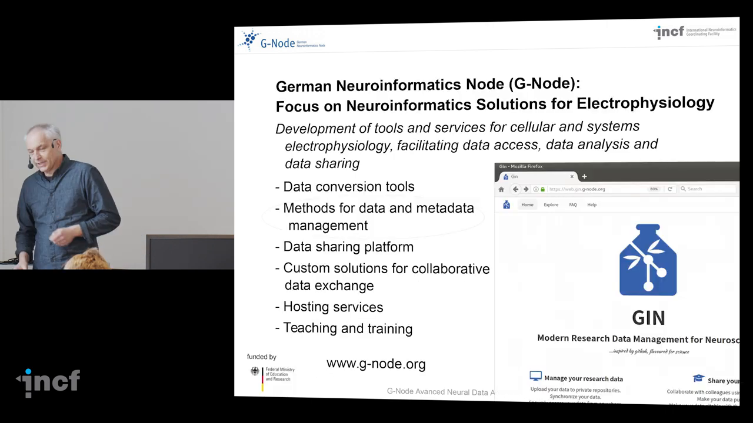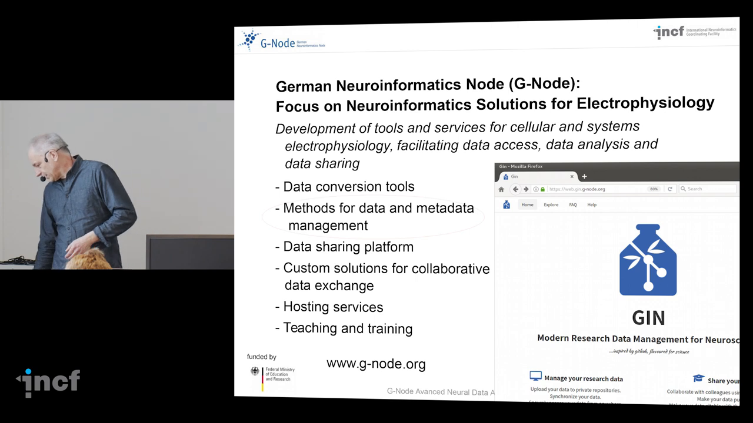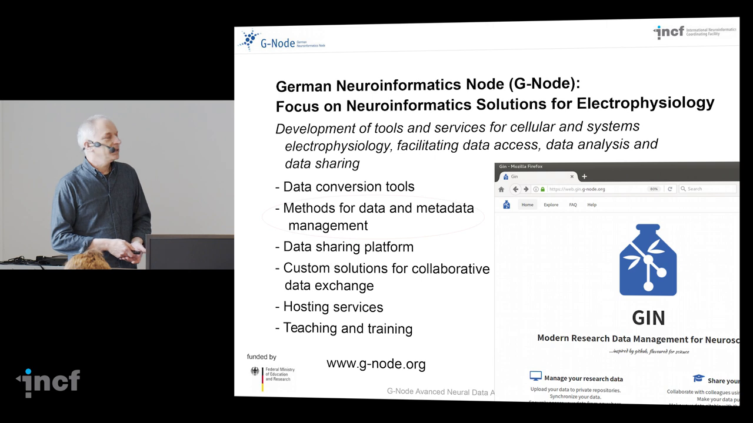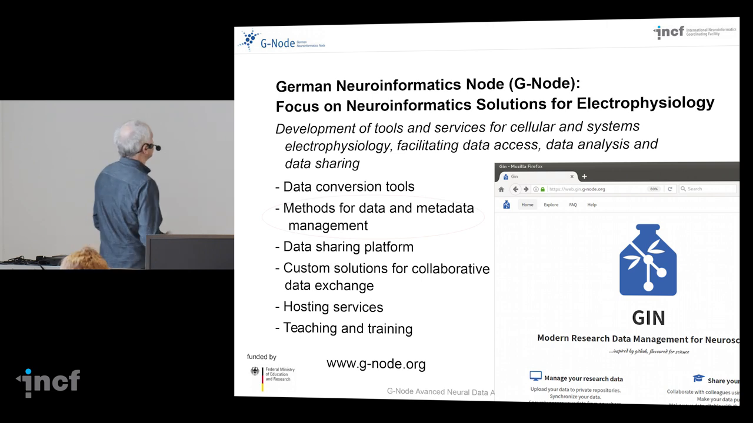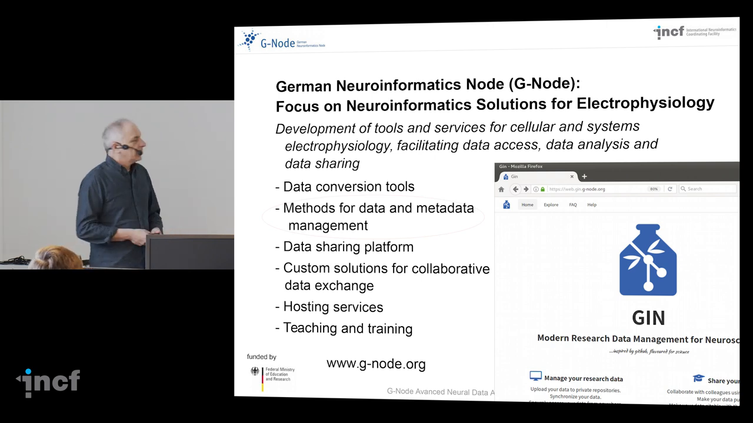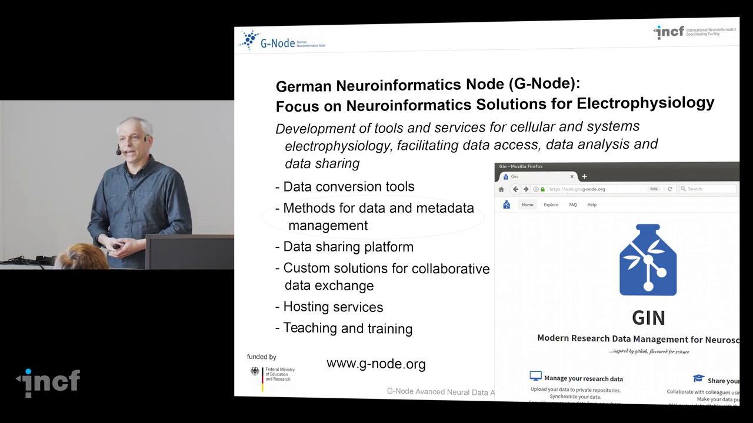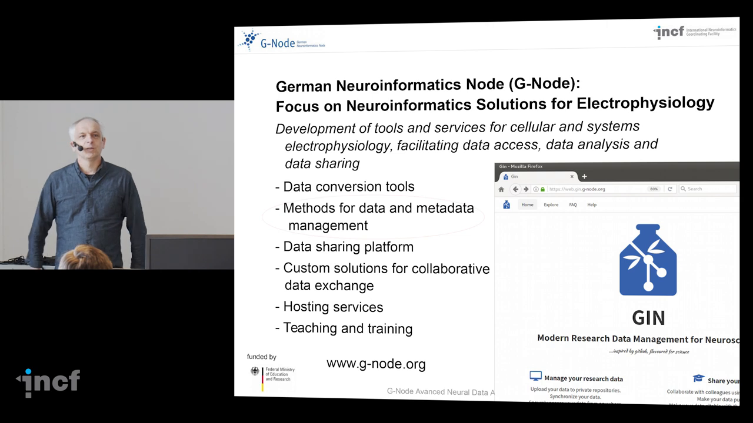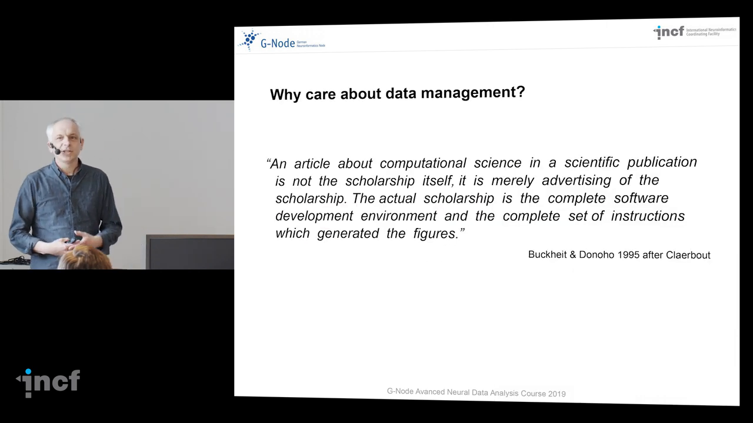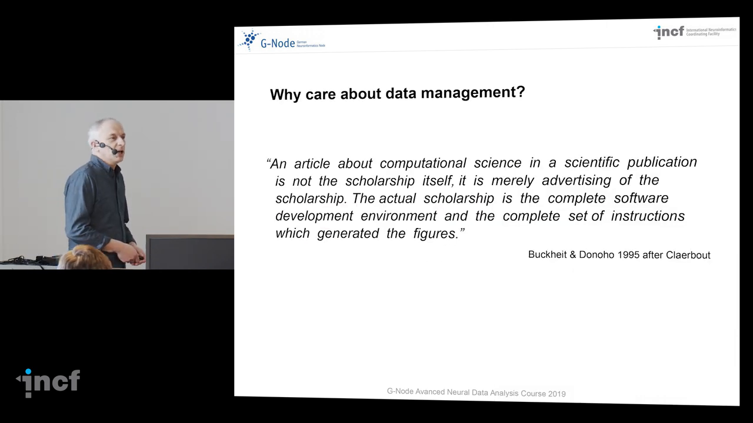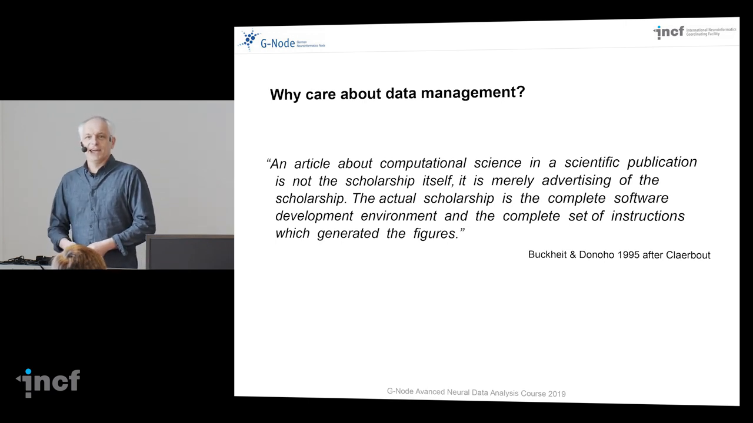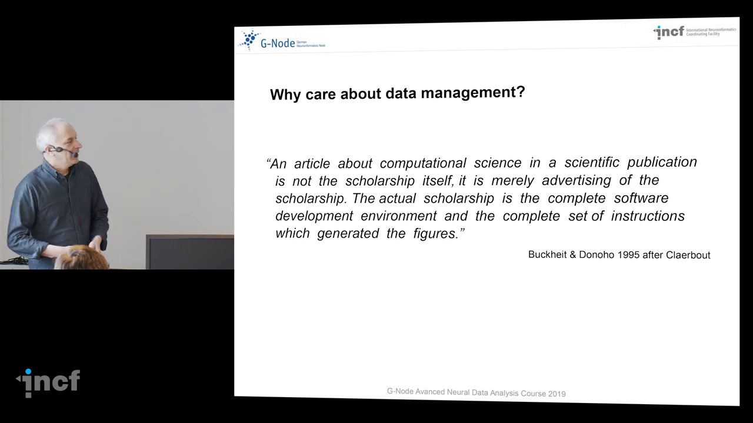So let's go back to the issue of research data management. This is what I want to talk a little bit more in depth now. One of the focus areas that we have at the G-Node. So the question is why do we care about data management? I've alluded to it a little bit, but the question is why should you as a scientist care about data management?